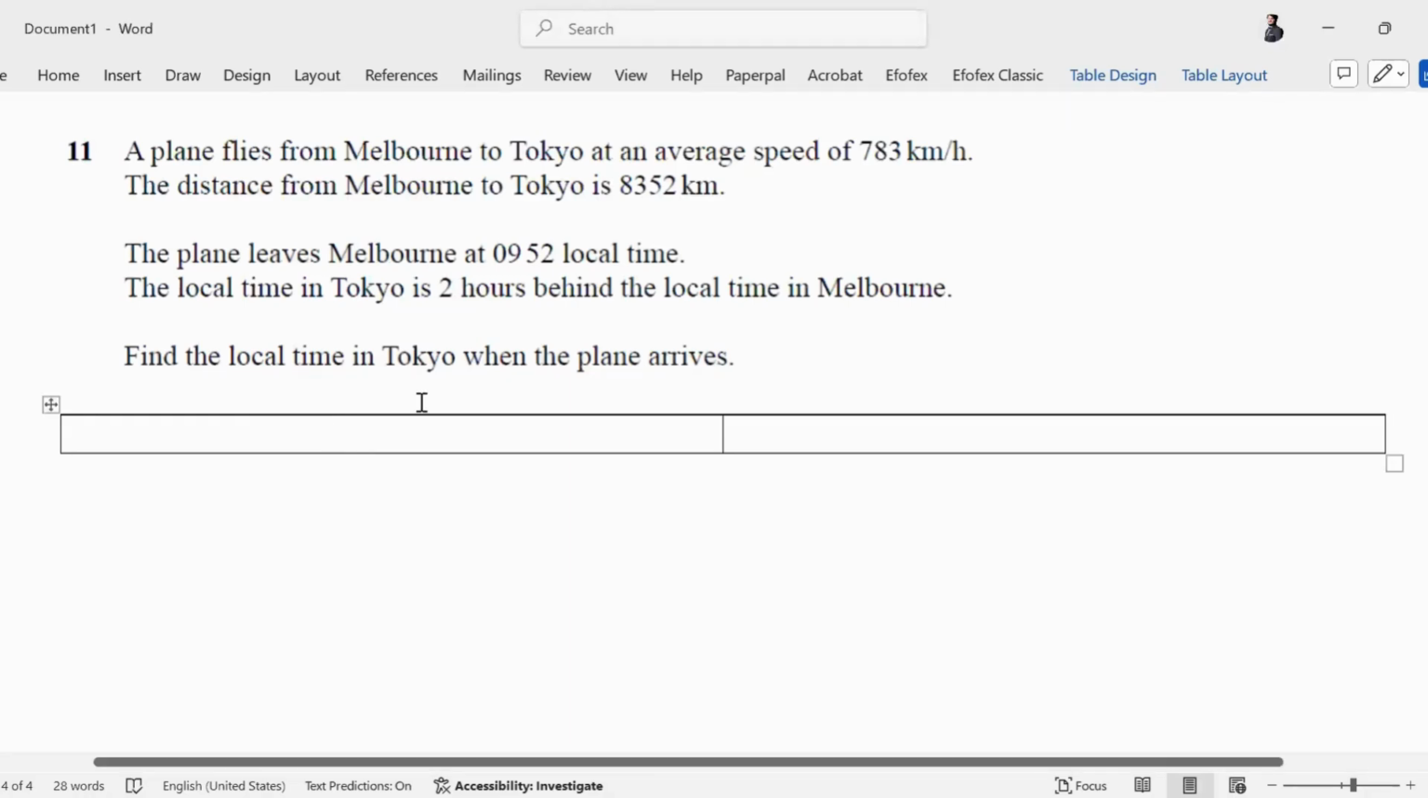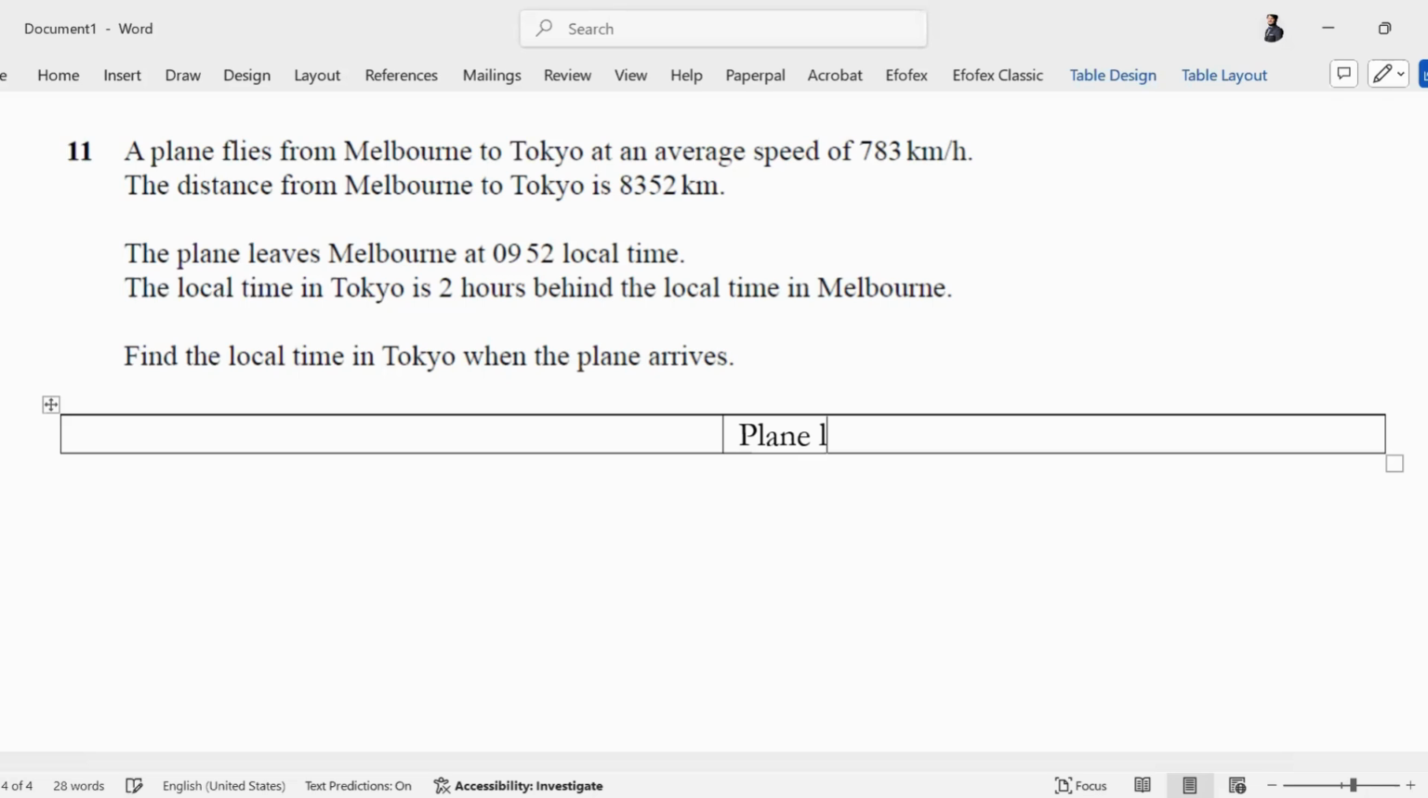Okay, so question number 11: a plane flies from Melbourne to Tokyo at an average speed of 783 kilometers per hour. The distance from Melbourne to Tokyo is 8352 kilometers. The plane leaves Melbourne at 9:52 local time. The local time in Tokyo is 2 hours behind. One way of doing it is that the plane leaves, if I'm calculating with the Tokyo time.